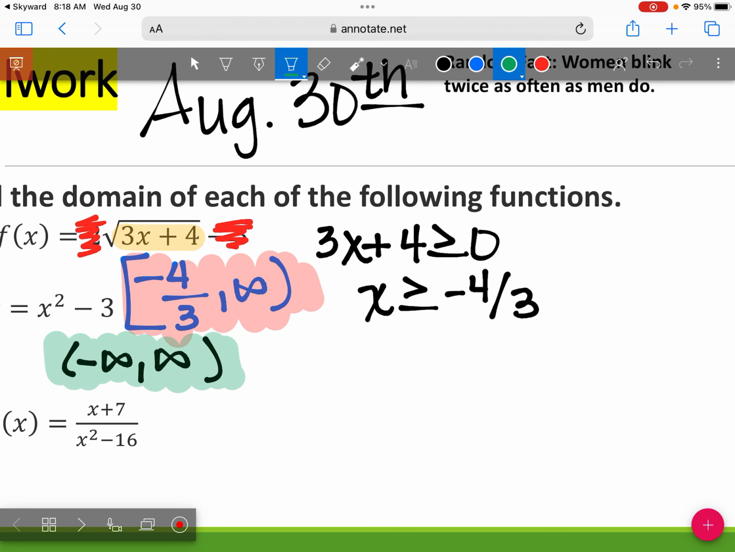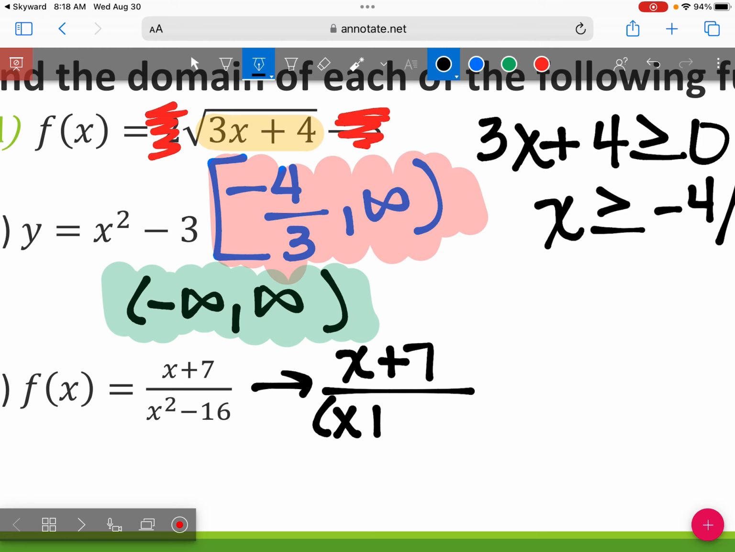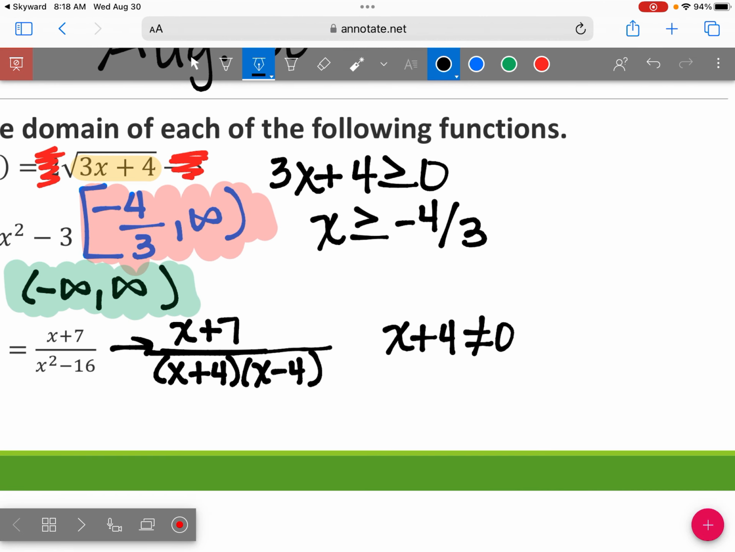For part C, we do have a red light, and that's an X in your denominator. So I need for you to factor this down. Let's go ahead and factor it down. The denominator factors down to x plus 4 times x minus 4. Now we're going to set both of these equal to 0. So x plus 4 cannot equal 0. X minus 4 cannot equal 0. So x cannot equal -4 or +4.